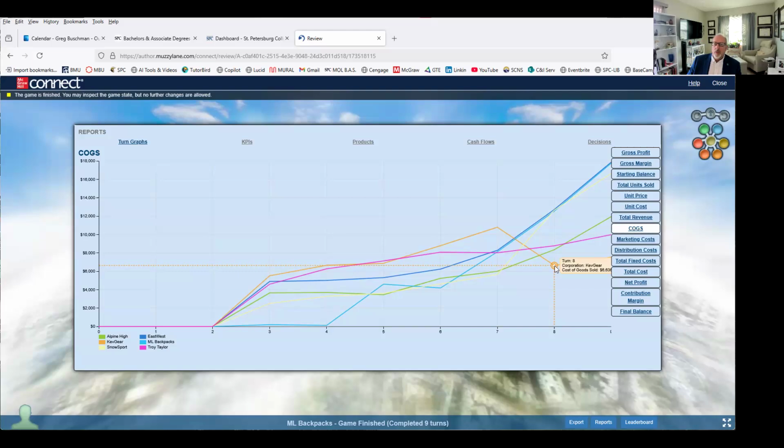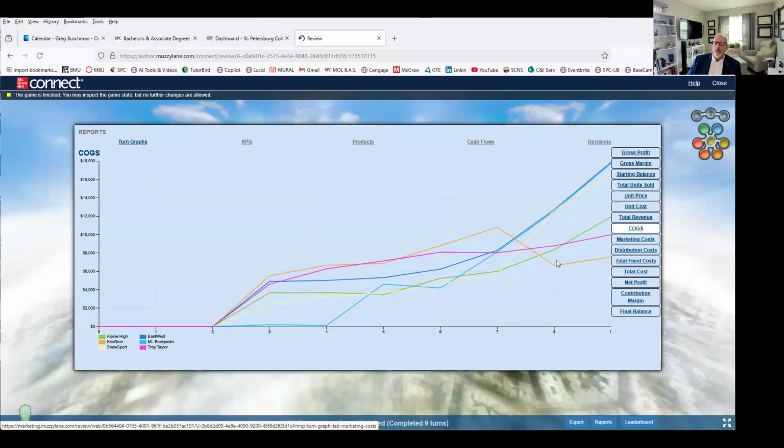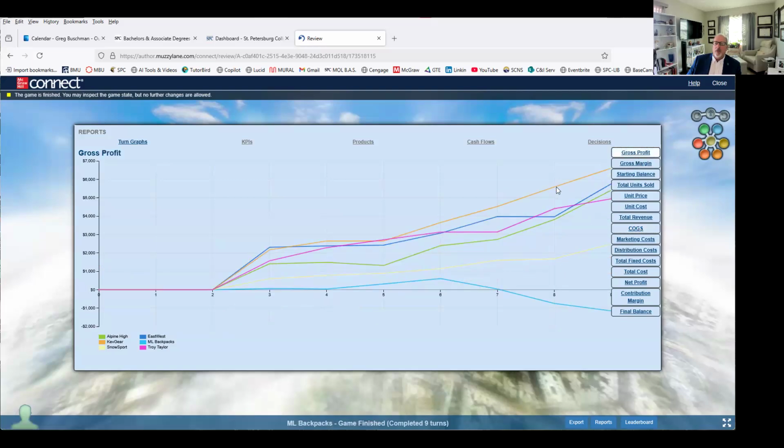Maybe they outsourced some of the manufacturing. They made some choices in their simulation that lowered their cost of goods sold, so that based on the amount of revenue they were bringing in, they were bringing in, let's say, $12,224,000 in revenue. Their cost of goods sold was only $6,636,000. So they literally have a gross profit of about $6 million, right? That's a pretty good gross margin.